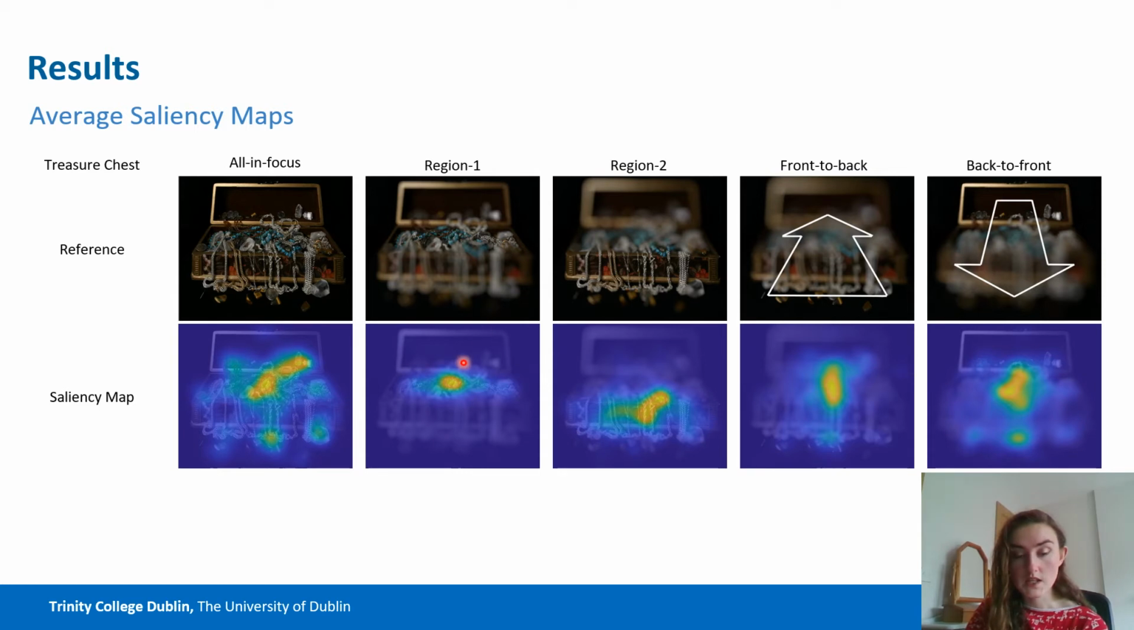You can also see in the region 1 and region 2 saliency maps that there's greater saliency in the regions that were in focus. You can also see in the front and back to front rendering in this example that there's kind of a line down the center, and that suggests to us that there's some center bias and that users are staying in the center more often than the sides and possibly following the line of focus.